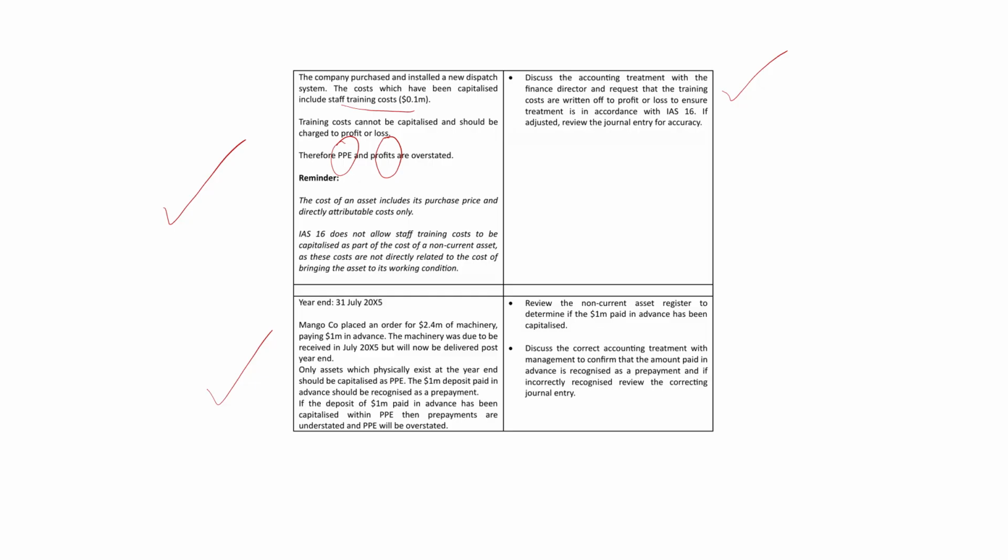If they've booked it as property, plant, and equipment, then your non-current assets are going to be overstated. I need to inspect the non-current asset register to make sure that the 1 million advance has not been capitalized. Because if it has, I am going to ask them to remove it.